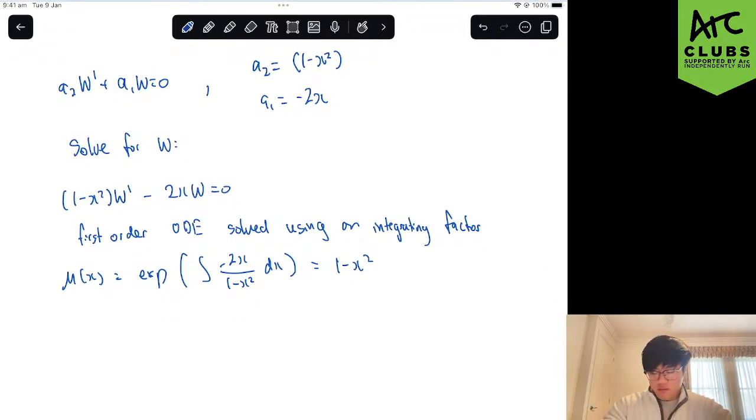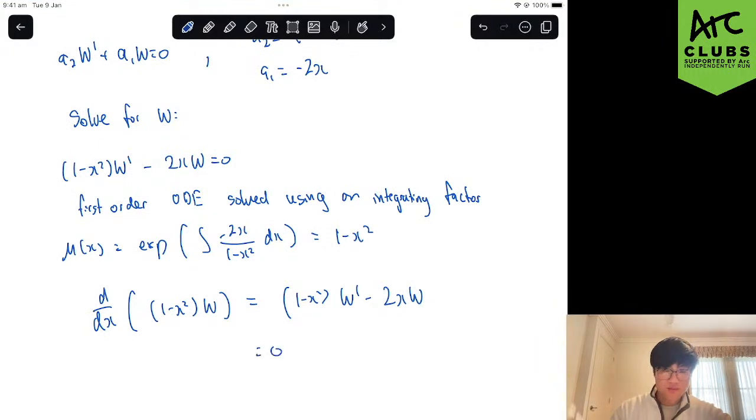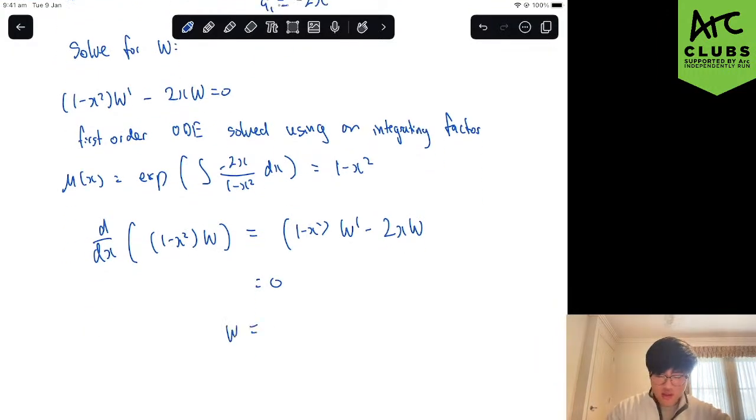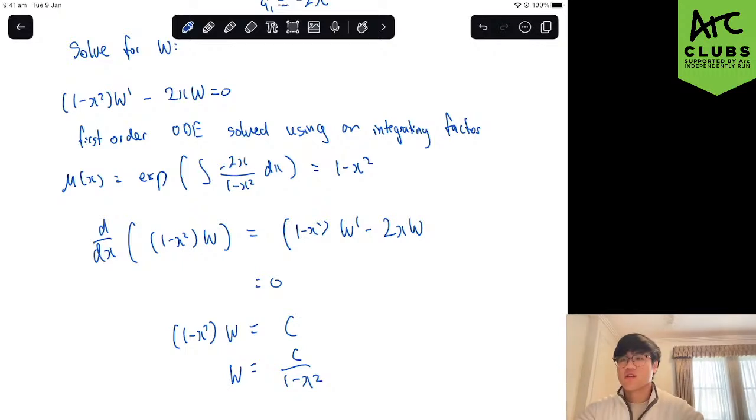So what we get here is just that d over dx of 1 minus x squared W, that's equal to 1 minus x squared W dash minus 2xW, which is equal to 0. So then 1 minus x squared times W is equal to C, so W is just C over 1 minus x squared. And C is just some arbitrary constant. Okay, that's this practice question here.